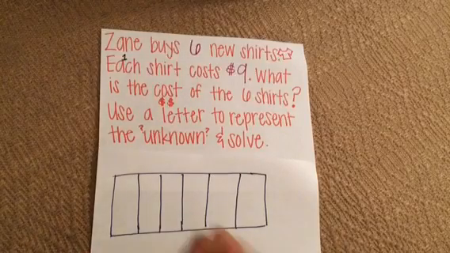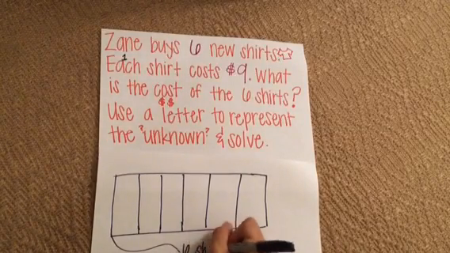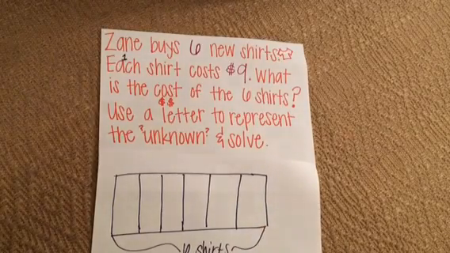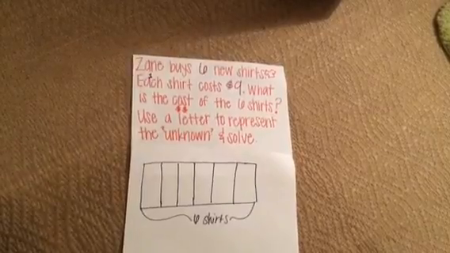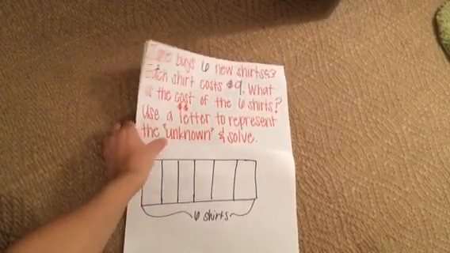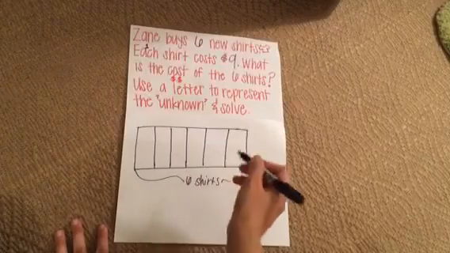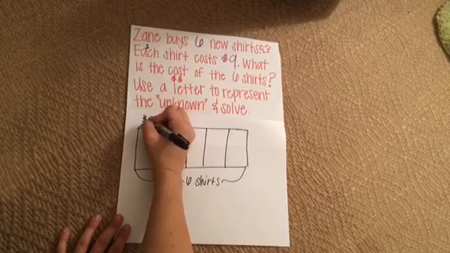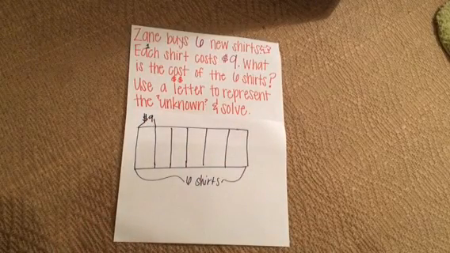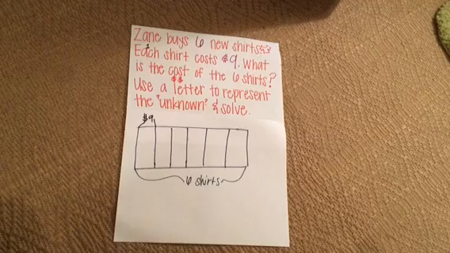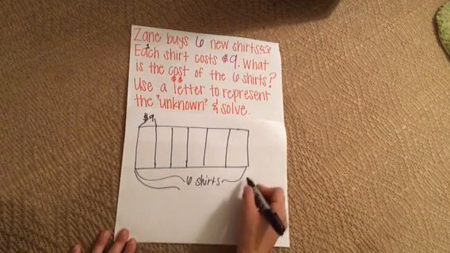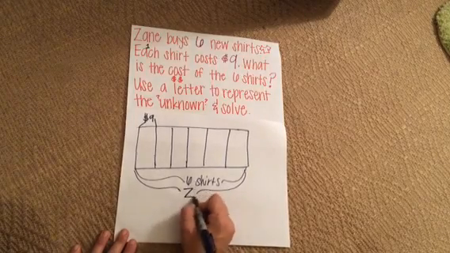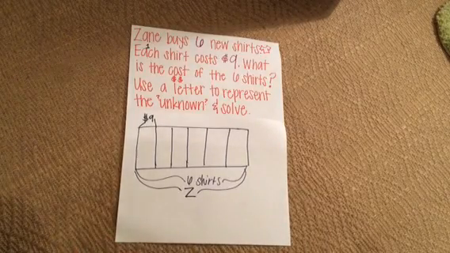Okay, so Zane bought 6 shirts. We know that each shirt, oops, let me zoom out a bit here. Sorry, you can't really see what I'm doing. There we go. Okay. So Zane bought 6 shirts. We know that each shirt, or one shirt, is $9. What we don't know is how much he spent all together. We don't know the total, and we get to use any letter that we want. So let's use Z for Zane.